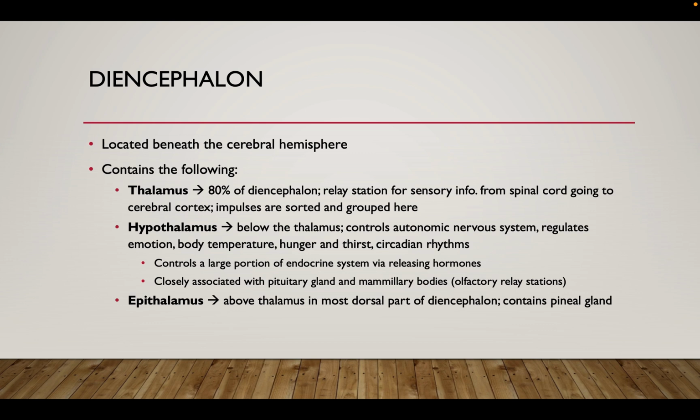Okay. Now, our third ventricle is going to be contained within our diencephalon. Okay, so that's an important anatomical relationship to make between the ventricular system of the brain and the diencephalon, is that we have our third ventricle housed there.